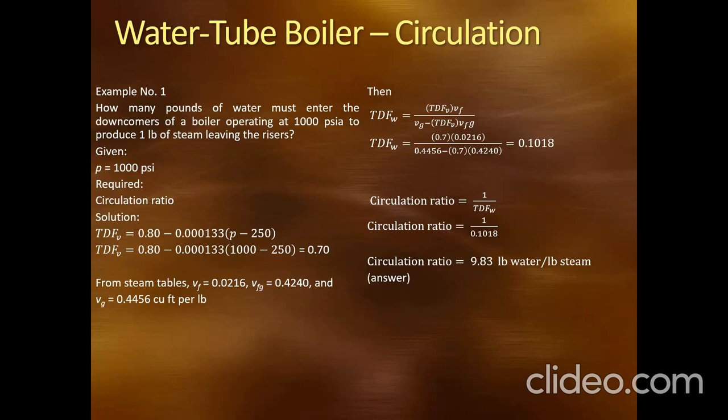Then, TdFW is equal to TdFV times Bf over Bg minus TdFV times Bfg, which is equal to 0.7 times 0.0216 over 0.4456 minus 0.7 times 0.4240, which is 0.1018. So, circulation ratio is 1 over TdFW, 1 over 0.1018, is 9.83 pounds water per pound of steam. So, this is the answer. Isang example na tayo.